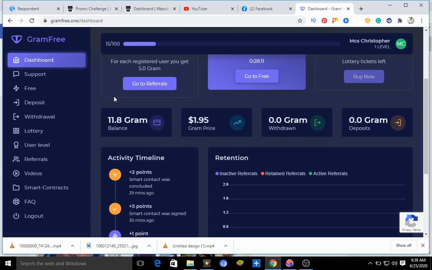Today I'm going to talk about GrameFree. GrameFree is the site that you can sign up and start earning gram. This gram is money. This gram is actually money. So this is the gram, this is 11.8 gram, which is $1.95. You see, actually on this side, when you reach 500 gram, which is $1,000, then you can do what?